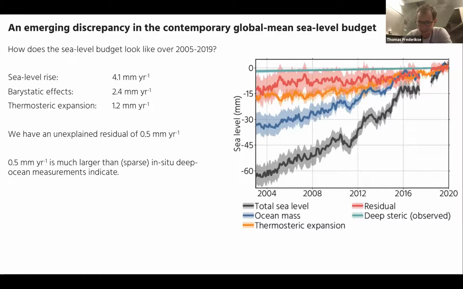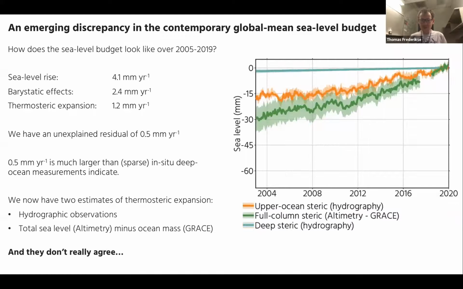going on here, and that we might have a mismatch in thermosteric expansion. Ocean mass has the nice property that it should be balanced against land mass, and we have a lot of independent measurements of what happens with the ice sheets and the glaciers, and that all adds up pretty well. So it would be very weird if this residual were caused by errors in the GRACE satellite. So what we then end up with is two estimates of steric sea level.